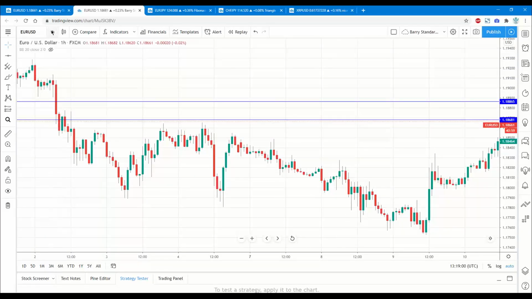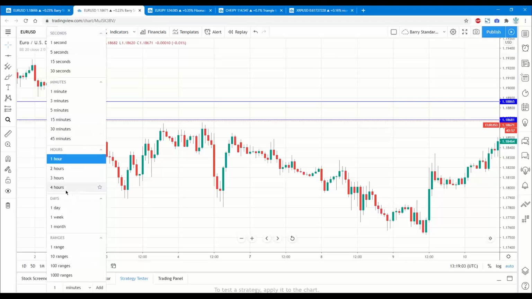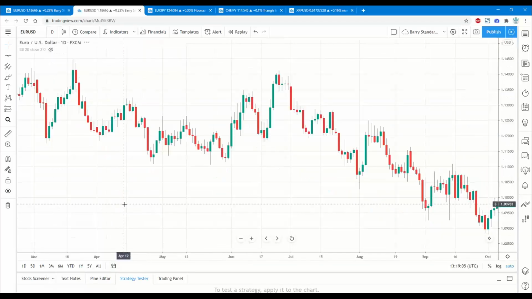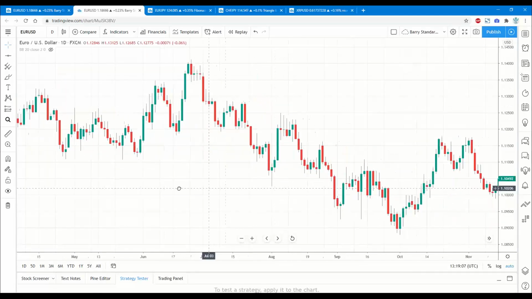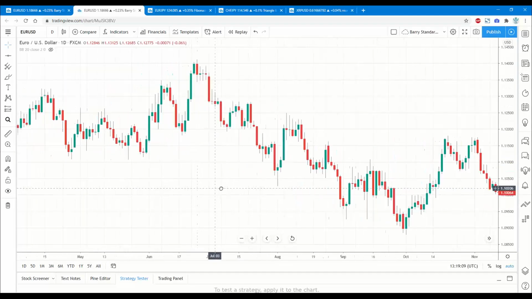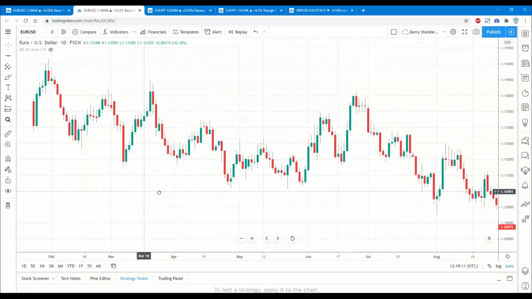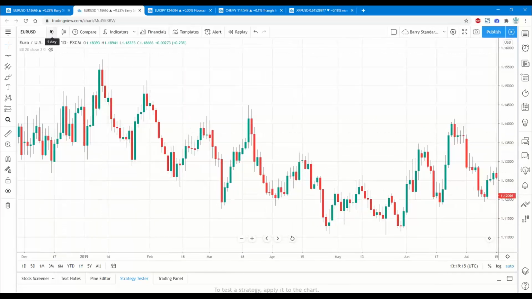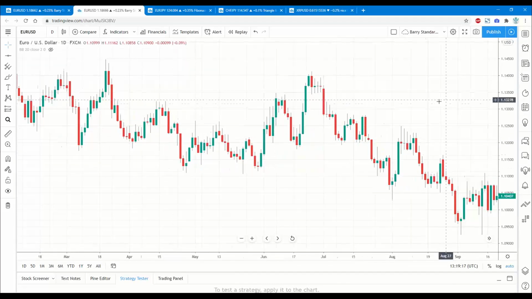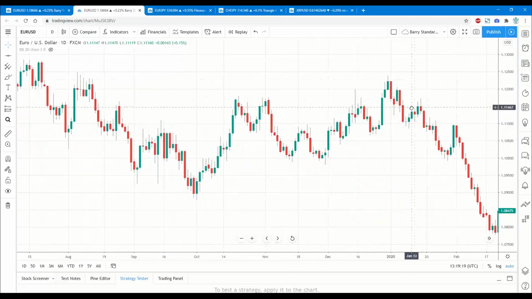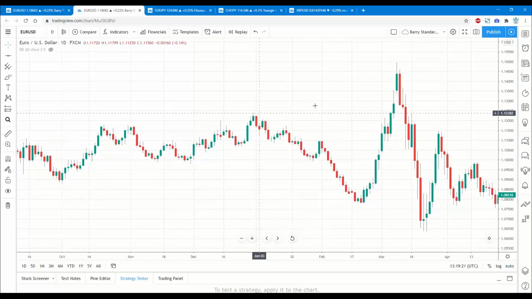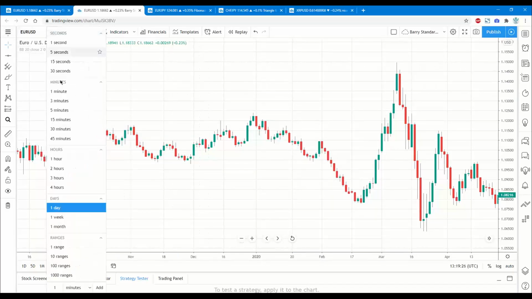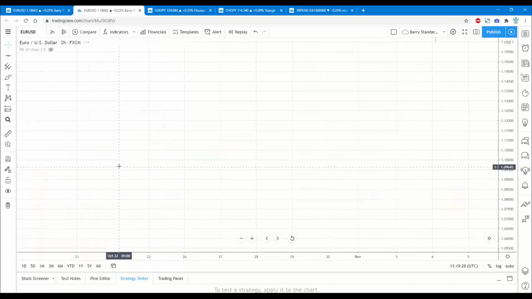And another way to do this is also to change. You can go back to a one-day chart and use that to also help you see historically what price has been important. But as you see here in the one-day chart, we haven't even been at this level. Okay, let's go back to a 2-hour chart.